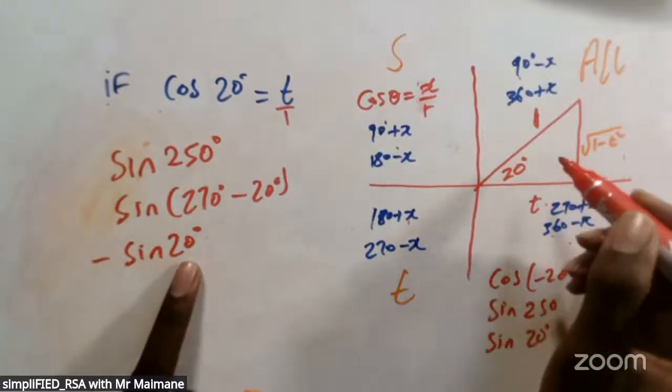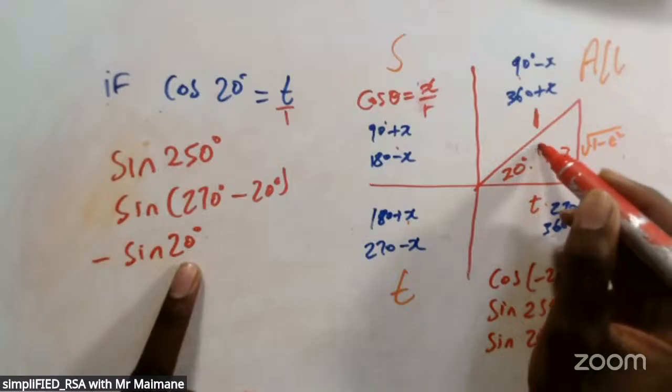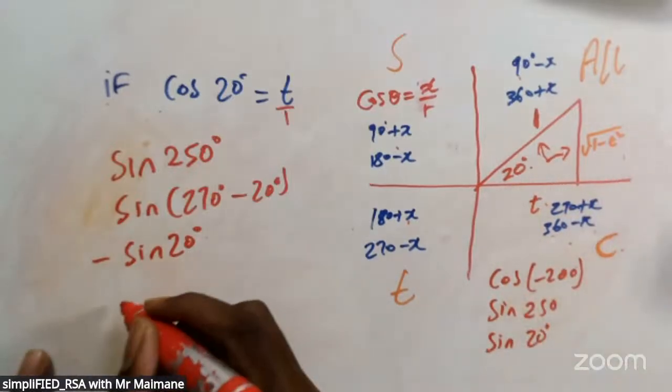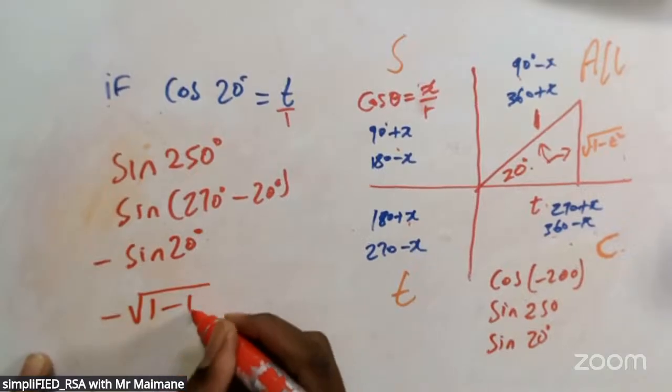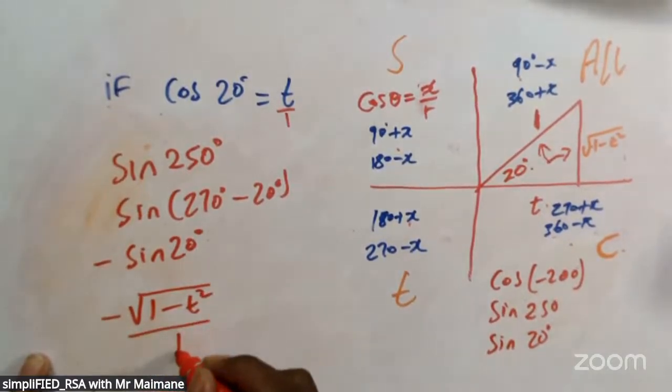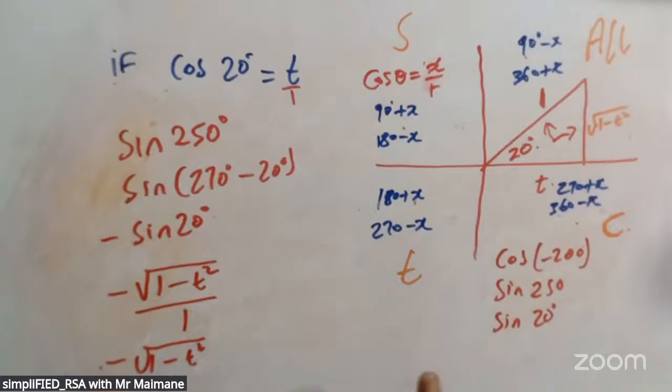But sine 20 is opposite over hypotenuse. So that means sine would be minus square root of 1 minus t squared over 1. We don't necessarily have to write the 1. Just minus square root of 1 minus t squared. Even if we leave it like that, it is our final answer.